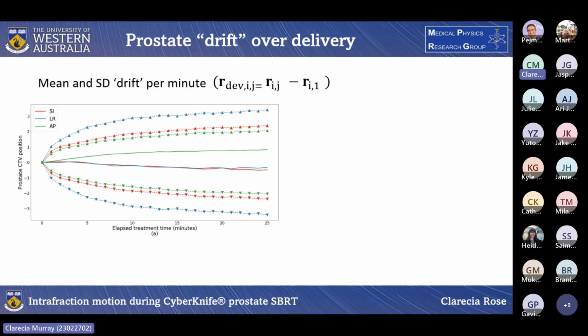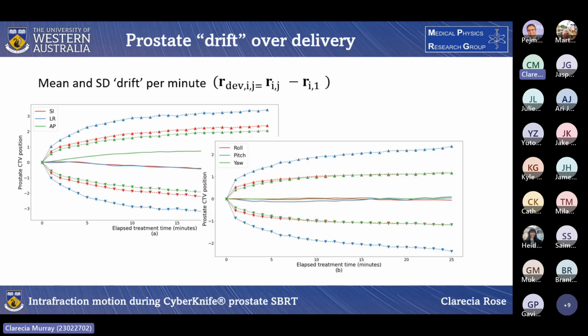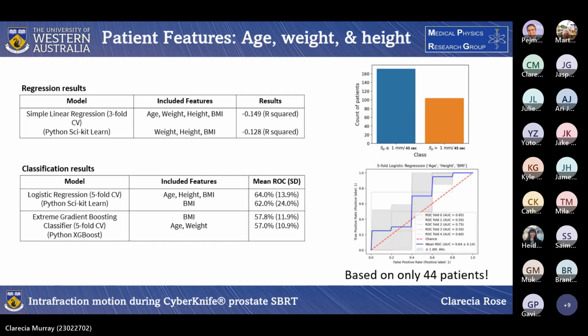And as we can see, the prostate standard deviations, which is the dashed lines on the image there, increased as treatment delivery went on. And this is for the rotations, roll, pitch, and yaw.